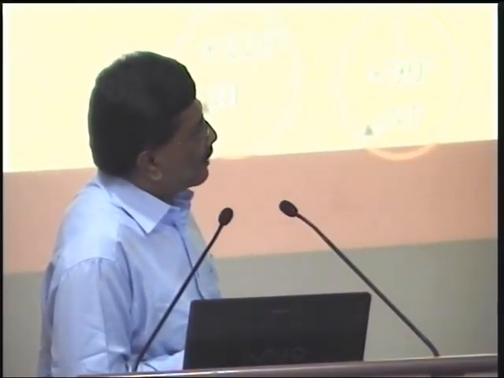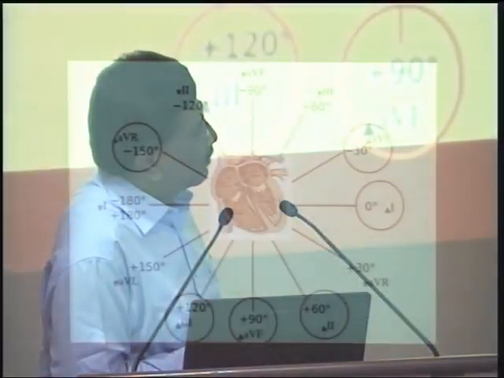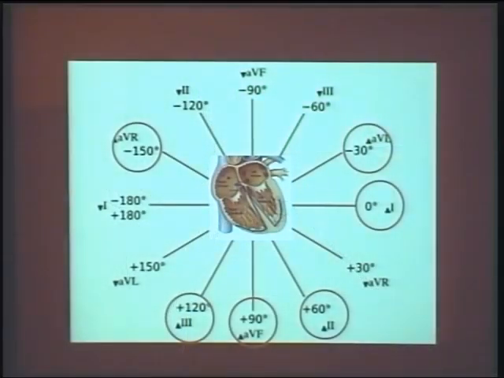So what are the three things for left axis? AVL tallest positive is left axis. The degree is minus 30. The clinical scenario is left anterior fascicular block. Then if the AVR is positive, then it is minus 150, indeterminate axis. None of these 5 leads will show the tallest positive QRS complex. So the axis is minus 150.